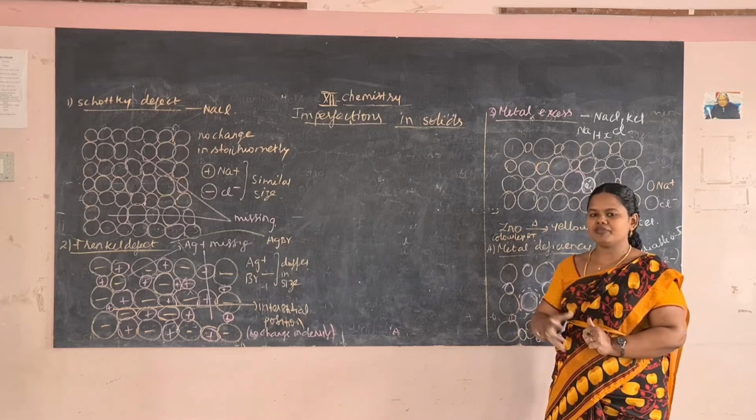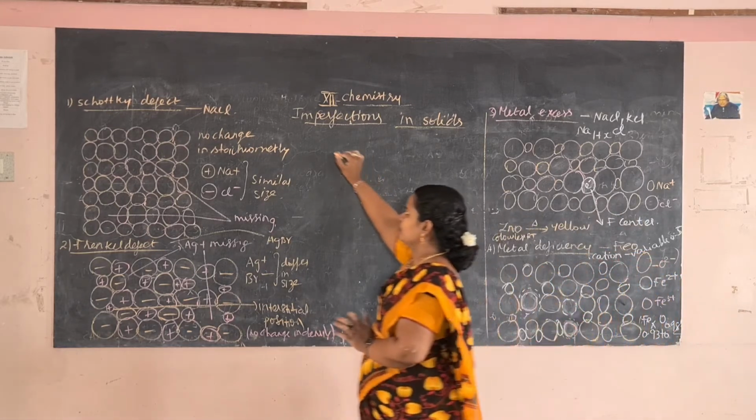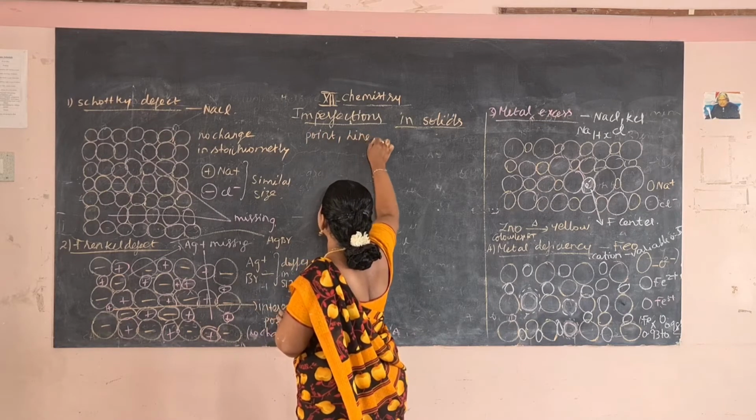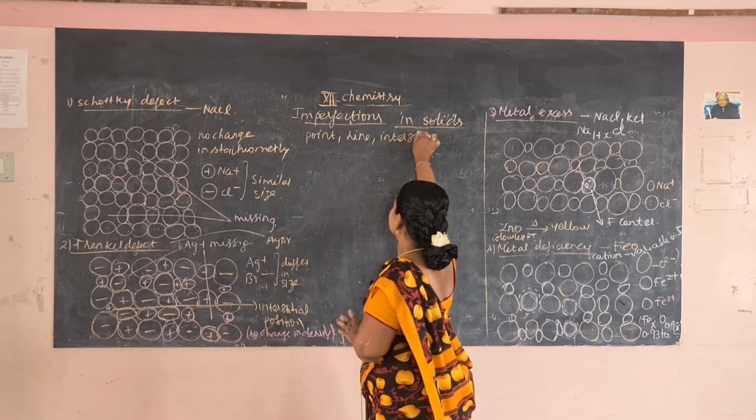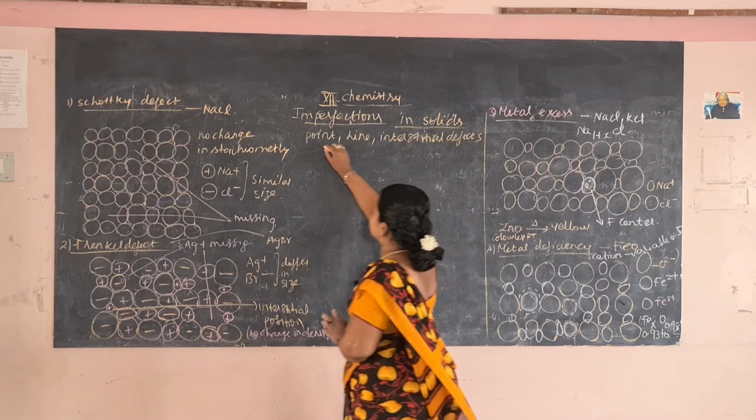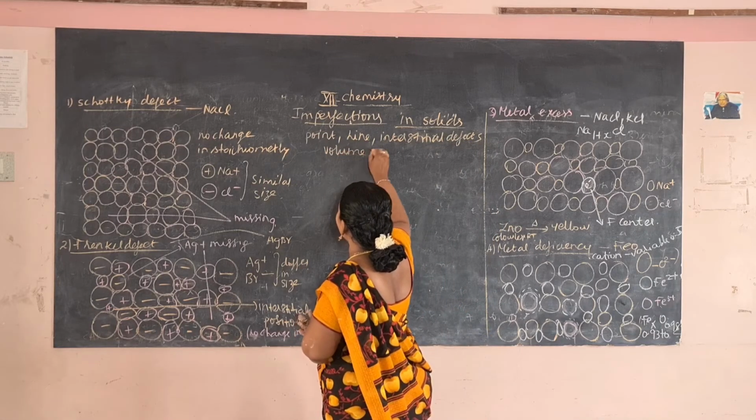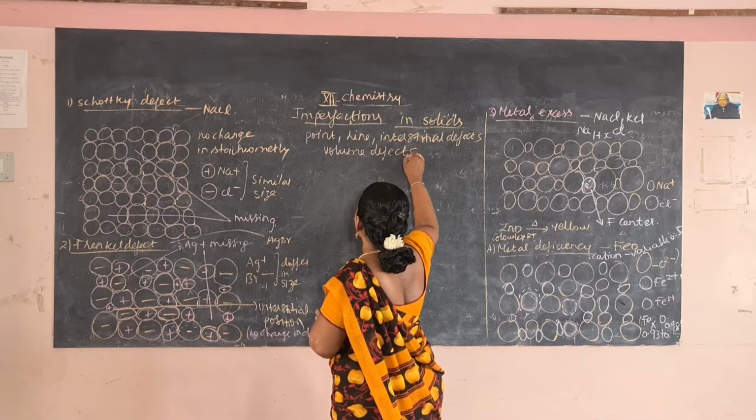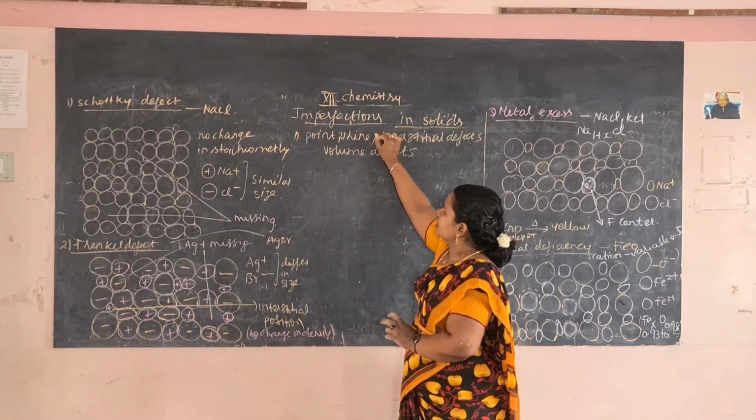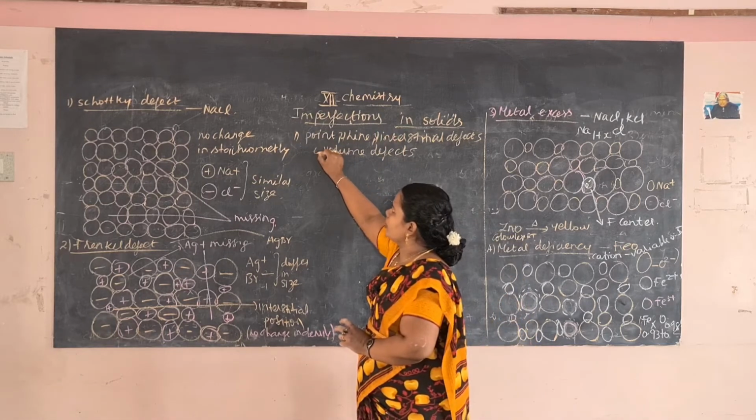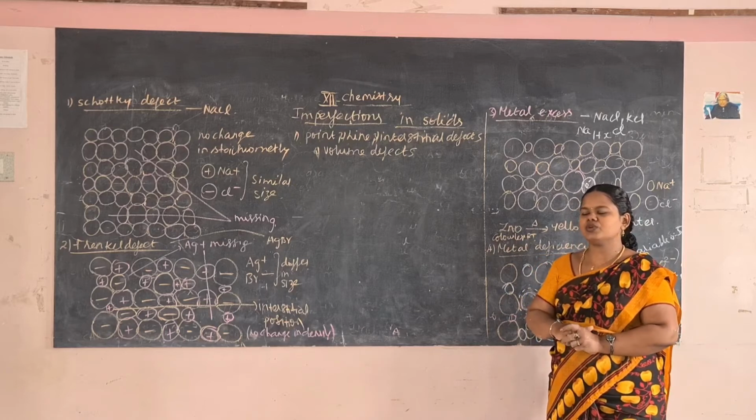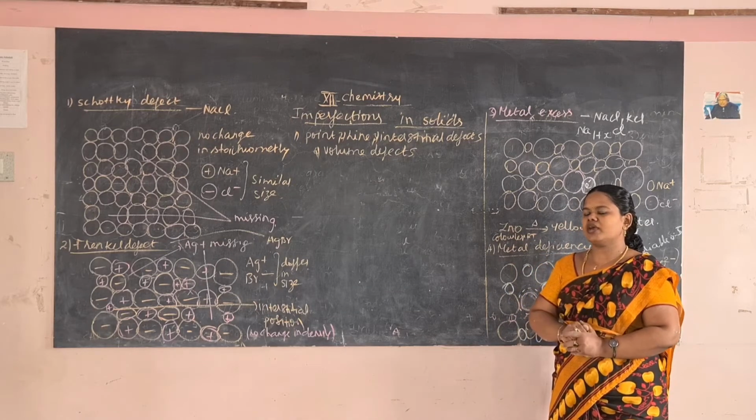Some of the defects in solids are point defect, line defects, interstitial defects, then volume defects. These are some of the common defects present in a crystal. First one point defect, second one line defect, third one interstitial defect, fourth one volume defect. In solid state, for 12th standard we are going to have interest only in the point defect.